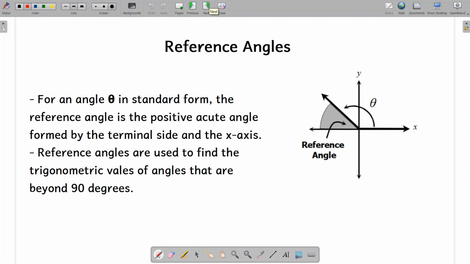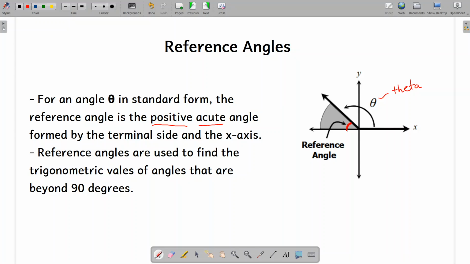So the other special kind of angle that we're going to be using a lot is called a reference angle. Now, if we have an angle theta, okay, this symbol, if you don't know from geometry, is theta. It's a Greek letter. For an angle theta in standard form, the reference angle is positive, acute, meaning less than 90 degrees, and it's formed by the terminal side and the x-axis. So this shaded in area here that you see is what we call the reference angle.